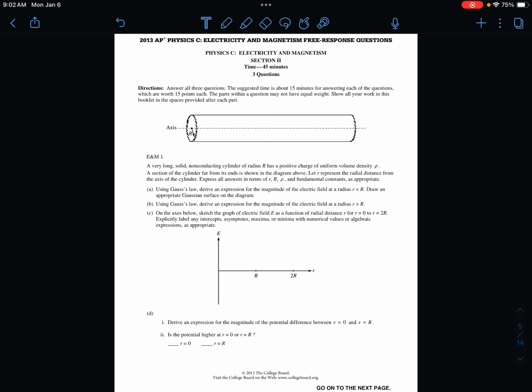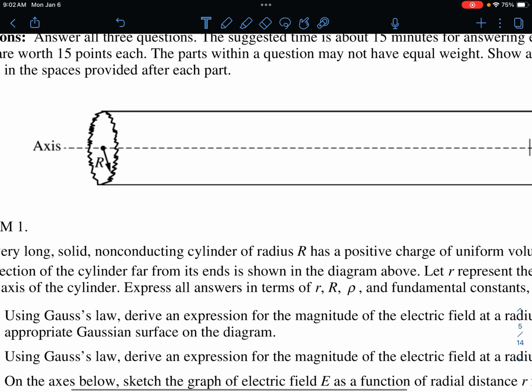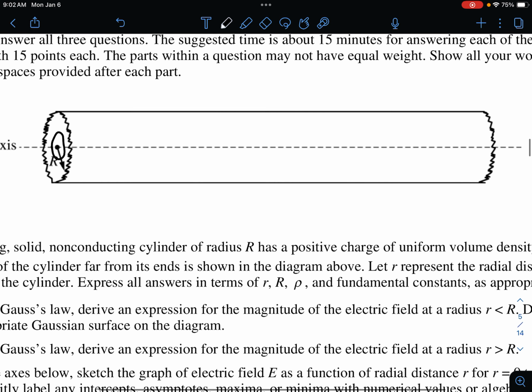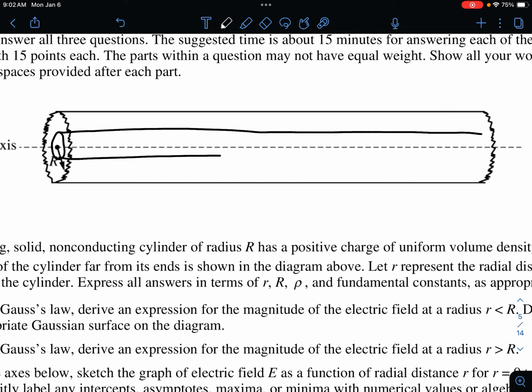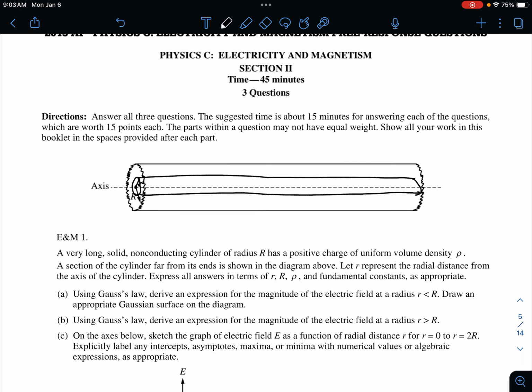Using Gauss's law, derive an expression for the magnitude of the electric field at a radius r and draw an appropriate Gaussian surface. So the radius r is going to be less than the radius of the cylinder. If we're going to draw it, you could draw it like this, something like that. Luckily with Notability you can straighten it out. And that's a cylinder with a radius r, which is less than the actual radius of the cylinder.